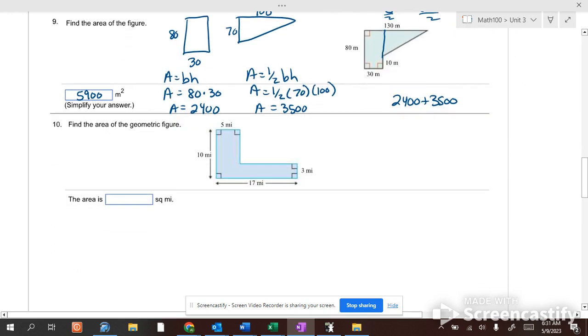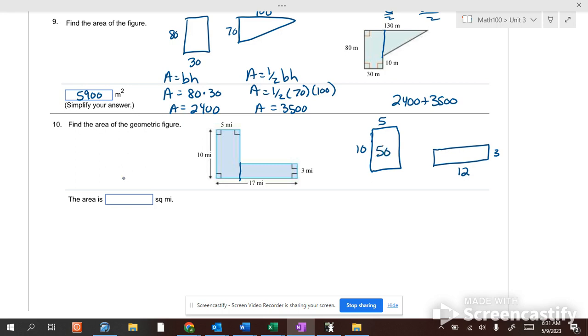Okay, the last one, we cut this apart. So you have a rectangle up and down here, that's 5 by 10. And then you have a rectangle over here that, if this is 17 and this is 5, what's left for the bottom is 12, and the height is 3. So this is 50, because 5 times 10 is 50. This is 36. We add them together to make 86.